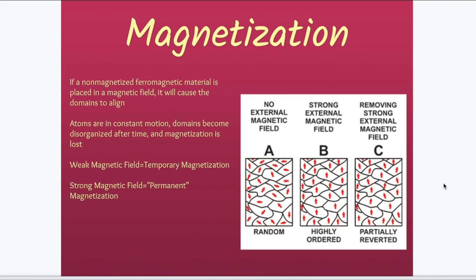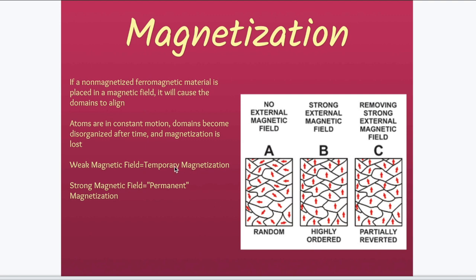So, magnetization. If a non-magnetized ferromagnetic material is placed in a magnetic field, it will cause the domains to align. As I said, we're going to show you some examples of that in our next lesson. You can see here we have our random magnetic domains in a piece of iron, for example. And then you place them in a strong external magnetic field. All that means is that you're placing a strong magnet next to a piece of metal. That is going to cause all of the magnetic domains to align with the magnetic field of the magnet next to it. So this would then become a magnet.